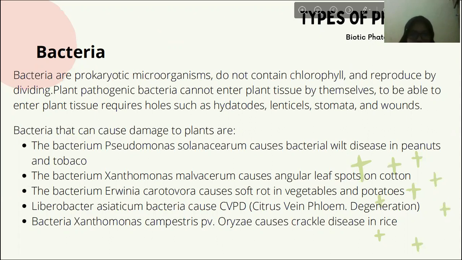Bacteria that can cause damage to plants are: the bacterium Pseudomonas solanacearum causes bacterial diseases in spinach and tobacco. The bacterium Xanthomonas malvacearum causes angular leaf spot on cotton. The bacterium Erwinia carotovora causes rot in vegetables and potato. Liberobacter asiaticum bacteria cause CVPD, citrus vein phloem degeneration. Bacteria Xanthomonas oryzae causes crack disease in rice.